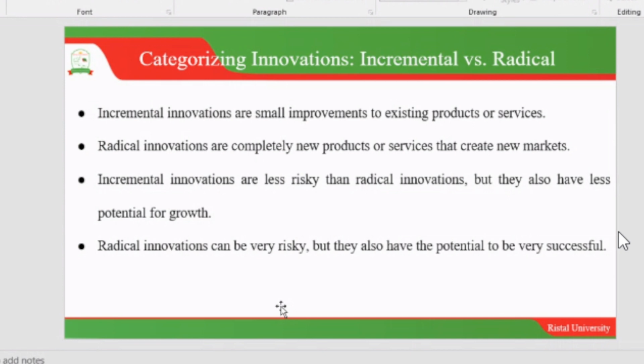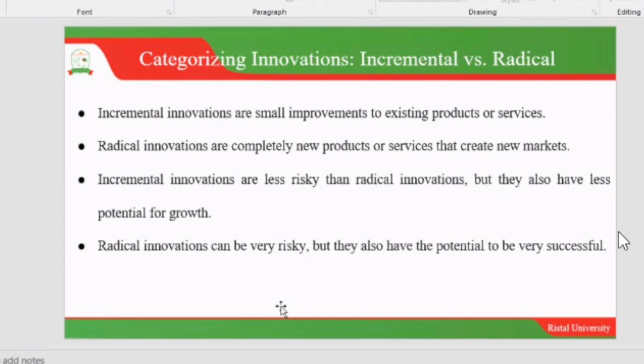Then in radical innovations, you now have a completely new product or service that creates new markets. So a radical innovation is seeking to tap into that market that maybe is not yet tapped, or it is ignored, or sometimes it does not have a lot of money to pay for the service. So that radical innovation is completely new, and it creates those new markets.